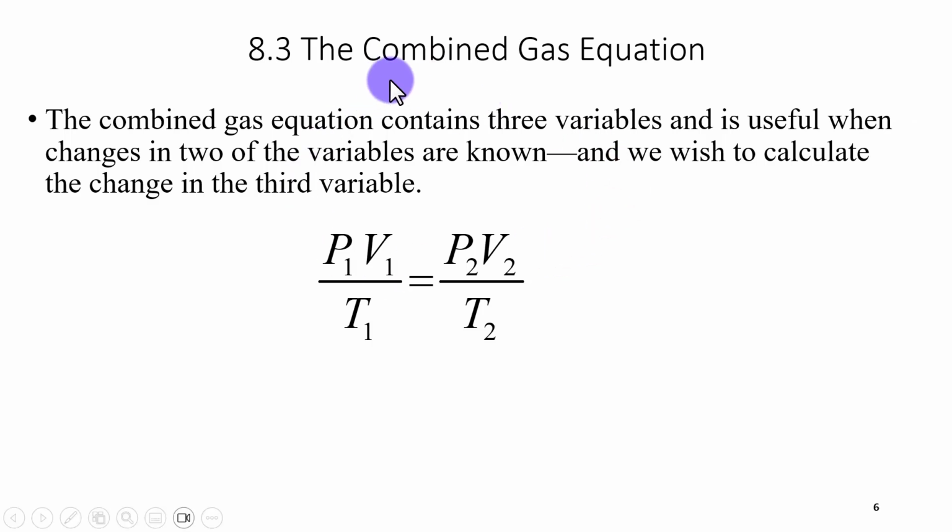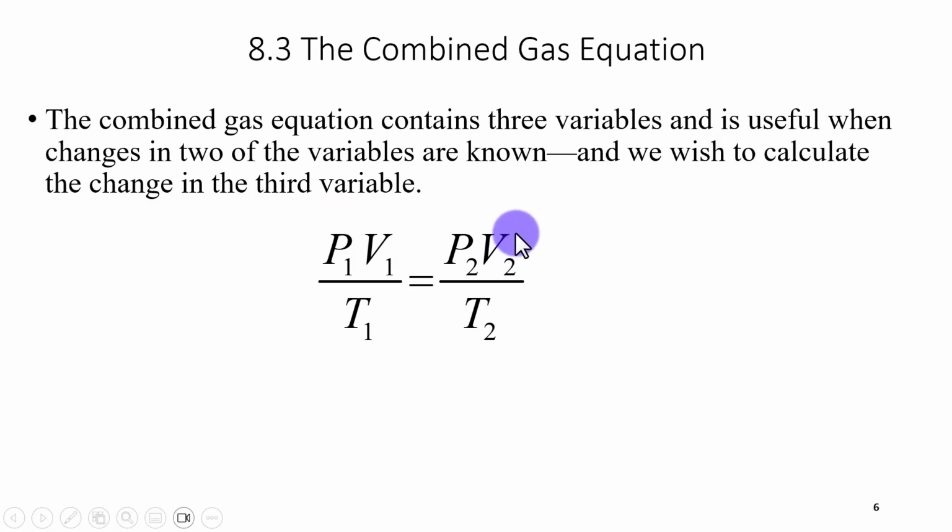Now, we can use the combined gas equation or the combined gas law, which contains three variables, and it's useful to us if we know two out of the three and we wish to calculate the third. So these are my initial conditions. These are my final conditions. Initially, if I have a pressure, a volume and a temperature, and I change two of the variables, what would the third one be? So I have P1 times V1 divided by T1. It will be equal to P2 times V2 over T2.